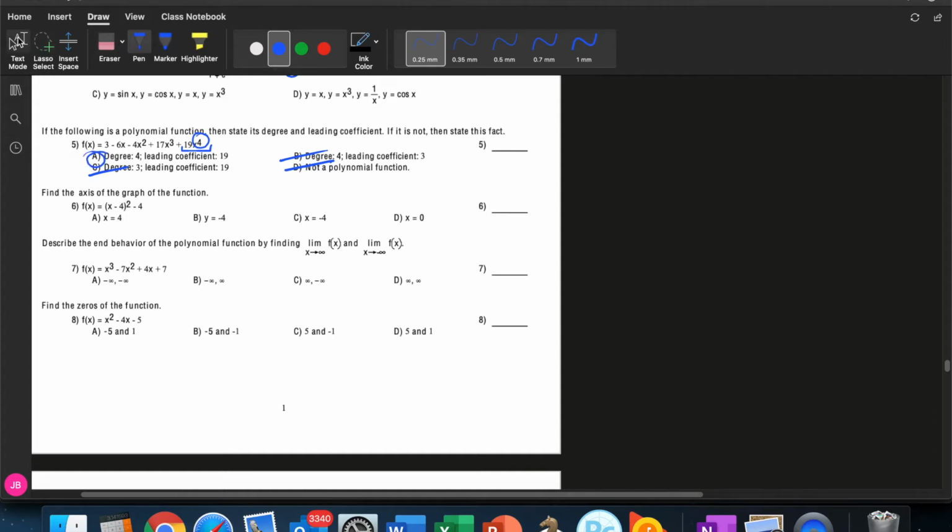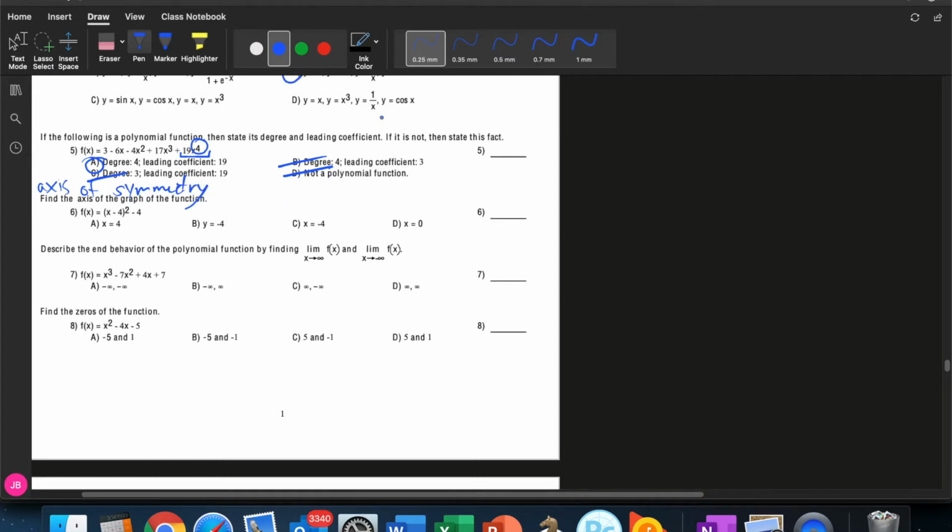Okay, next one, it's telling us to go ahead and find the axis of the graph of this function. Now, by axis, what they actually mean is the axis of symmetry. All right, so they mean the axis of symmetry.